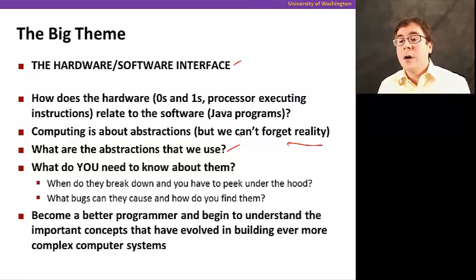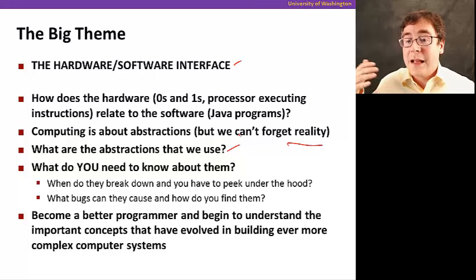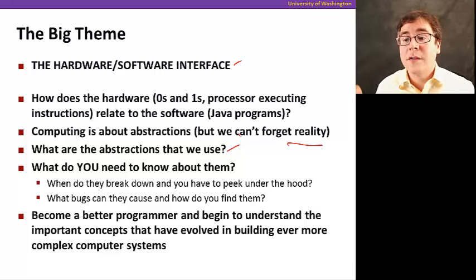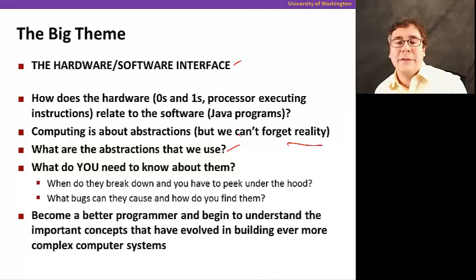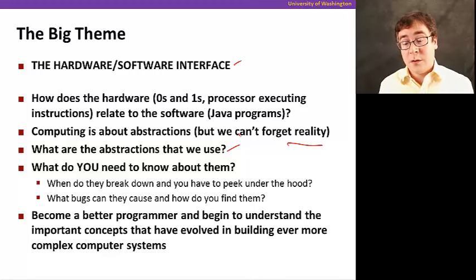You want to know when they break down and you have to peek under the hood. You also want to know about the abstractions because it helps you understand what kind of bugs they can cause and how you find them. But knowing the hardware software interface ultimately is going to make you better programmers. It's going to help you begin to understand important concepts that have evolved in building ever more complex computer systems.